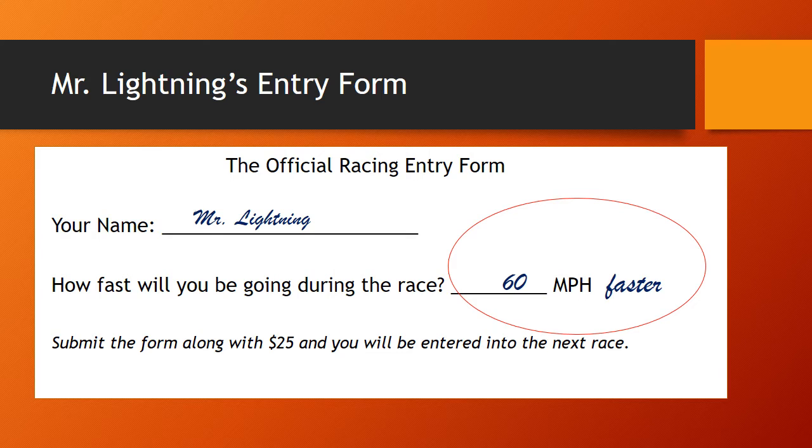The officials were still confused, but the other contestants have different speeds. You can't be 60 miles an hour faster than each of them. That would be physical nonsense. Please, just tell us your speed. But Mr. Lightning was firm.